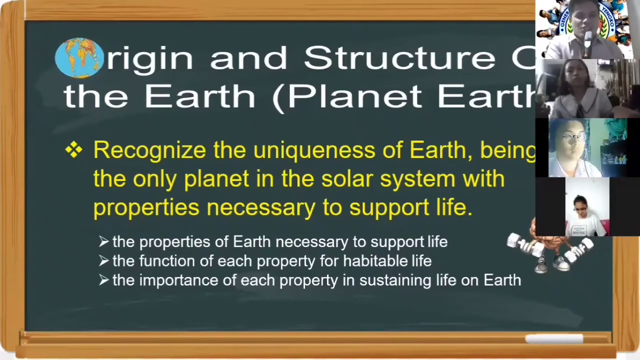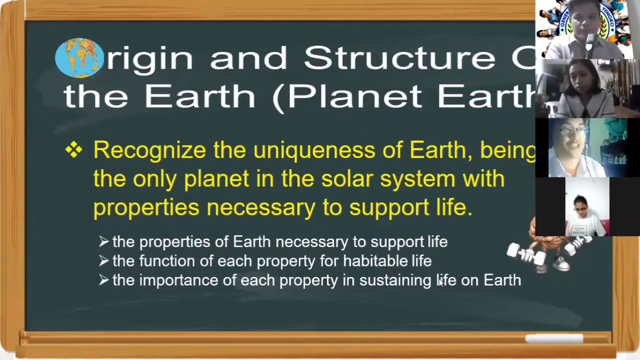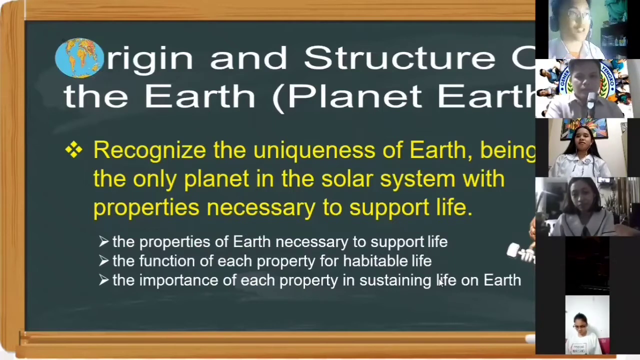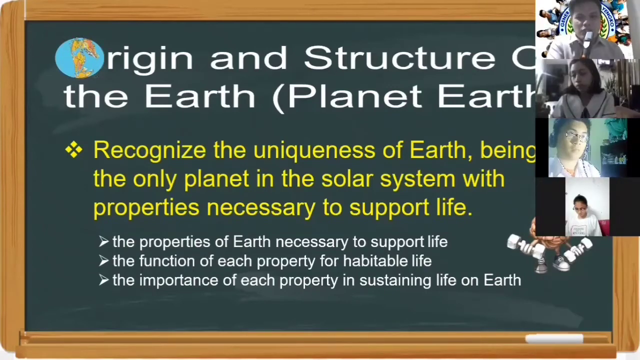How about Nathaniel? Why is Earth unique? I think, sir, Earth is unique because it supports life. Unlike any other planets, we are also unique organisms. It supports life. Okay, it supports life. Some more. Why is Earth unique? Anybody from the class? So, initially, Earth is unique because it supports life.